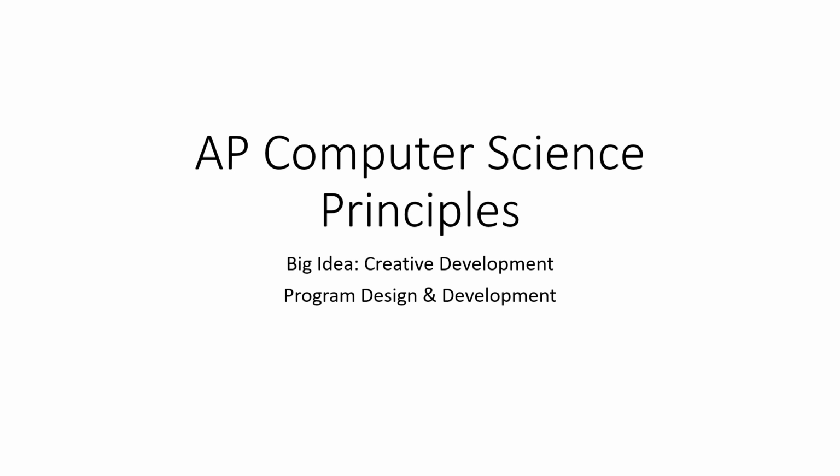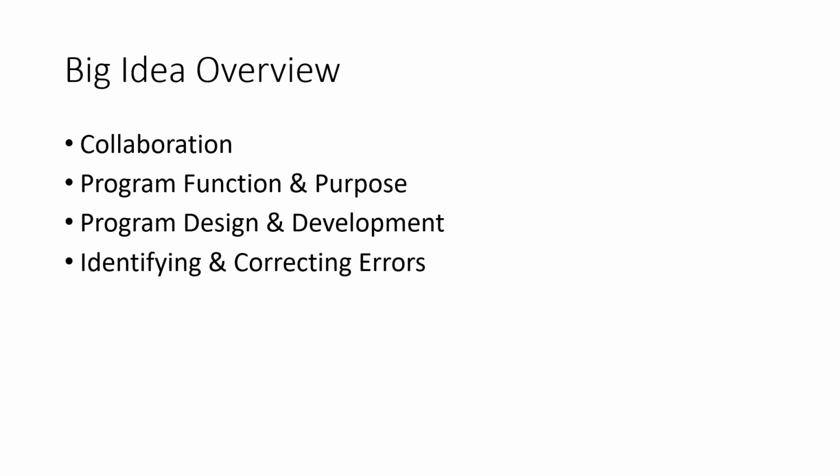For this video, I will continue covering the big idea of creative development as I did in the last video. However, this is going to be more in depth. As a brief overview, recall that for the big idea on creative development, we ended up discussing how it pretty much entails collaboration, program function and purpose, program design and development, and identifying and correcting errors.